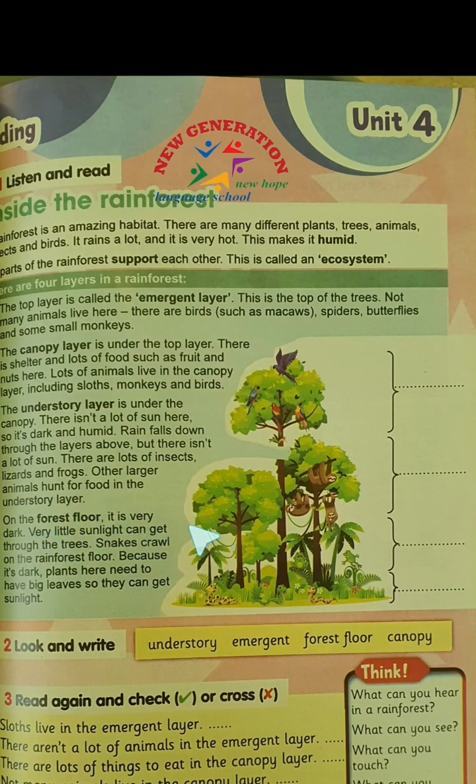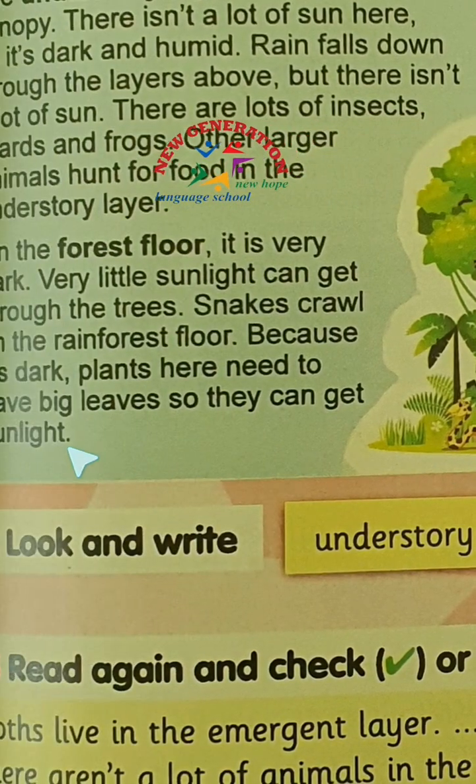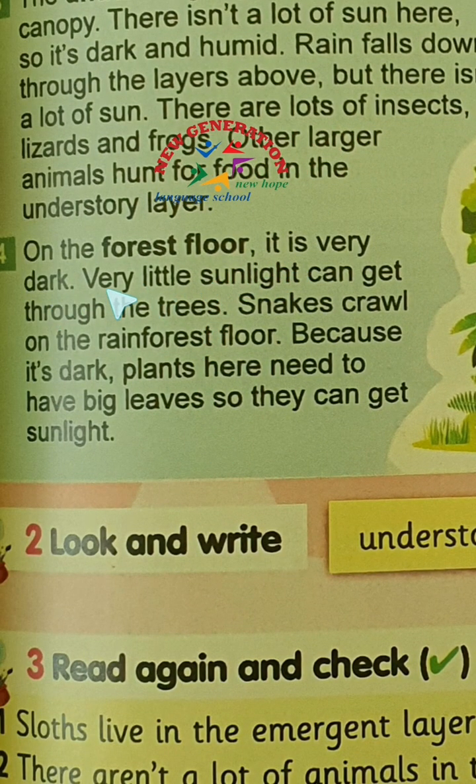The last layer is the forest floor layer. Here you can find snakes. This is the forest floor layer. It is very dark. Very little sunlight can get through the trees. Snakes crawl. You know crawl? A baby cannot walk. A baby just crawls. Okay? Snakes crawl because they don't have legs. Snakes crawl on the rainforest floor because it's dark. Plants here need to have big leaves so they can get sunlight.